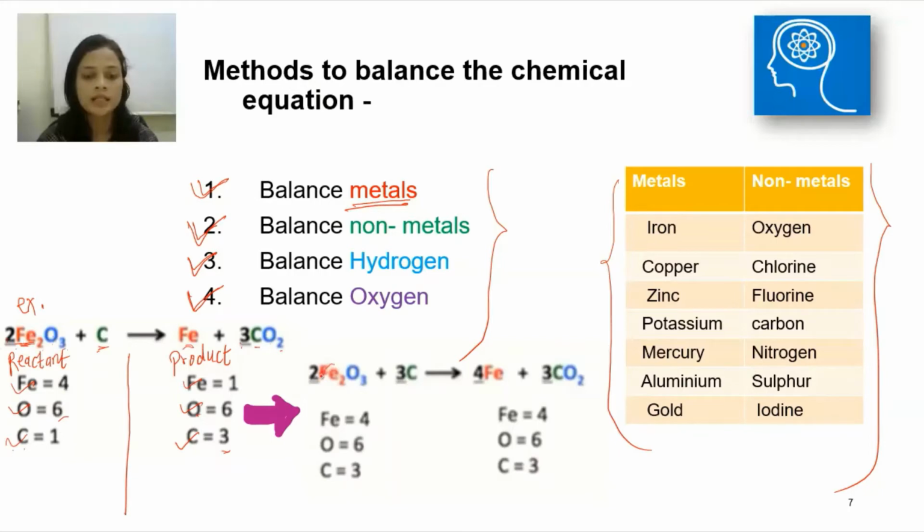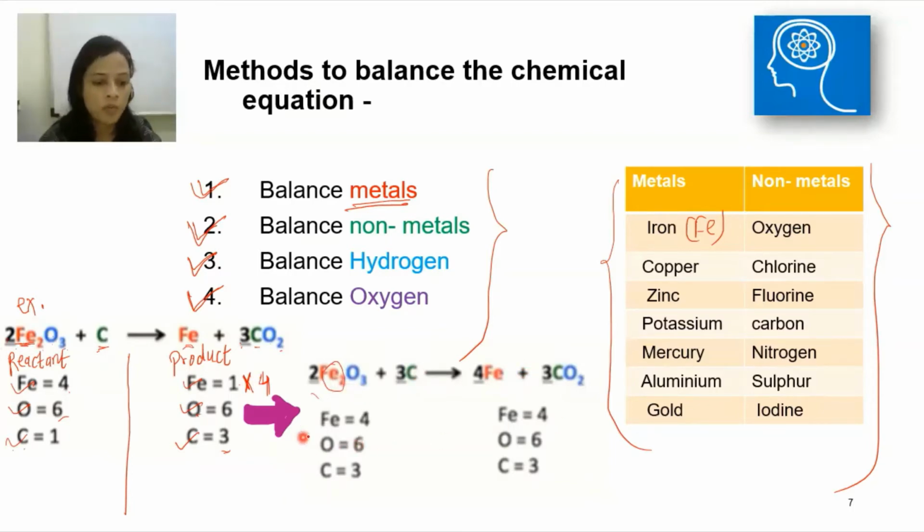Here the metals are in red color. Iron, that is Fe, is a metal. So this is the metal. First of all, very first we have to balance this metal. As here there are 4 metals and here there is only 1 metal, we need here also 4 metals. For balancing purpose, we have to give here the coefficient, that is 4.